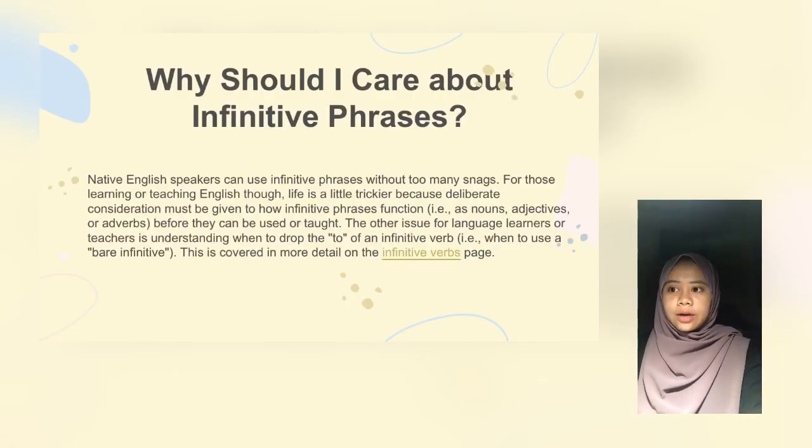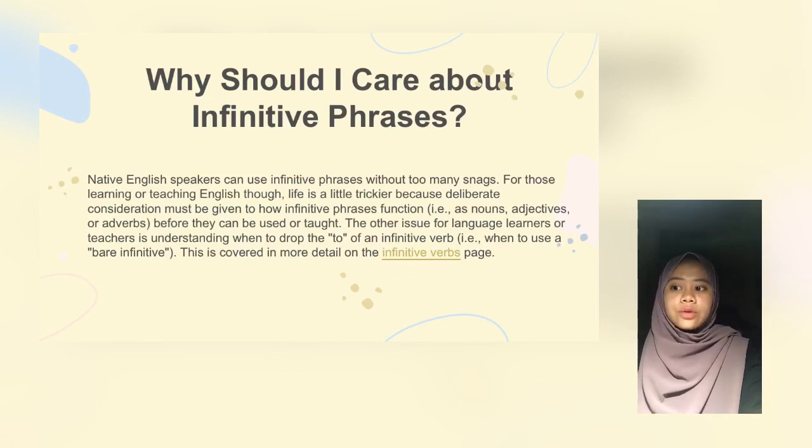Why should I care about infinitive phrases? Native English speakers can use infinitive phrases without too much thought. For those learning or teaching English, life is a little trickier because deliberate consideration must be given to how infinitive phrases function as nouns, adjectives, or adverbs before they can be used or taught. The other issue for language learners or teachers is understanding when to drop the to of an infinitive verb.